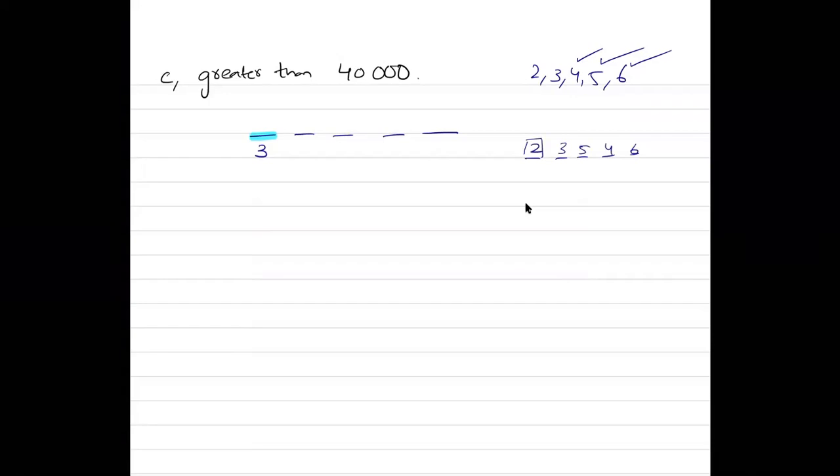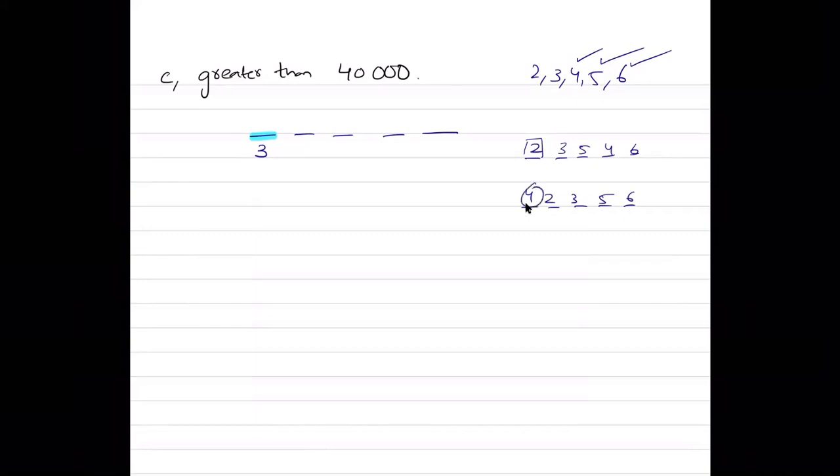Less than, but you want greater than 40,000. Even if it is going to start with 3, the number is still going to be less than 40,000. You want a number greater than 40,000. That means there could be a possibility where the number could be 42,356. That is a number that is greater than 40,000.